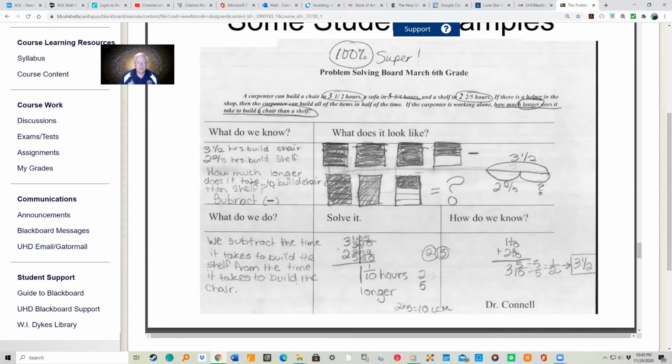We've got some good statements of fact. We have a lovely plan here. We subtract the time it takes to build the shelf from the time it takes to build the chair. If you look carefully down here, you'll notice they're using the equivalent form notions in terms of the fraction models. Again, a very, very nice level of understanding.